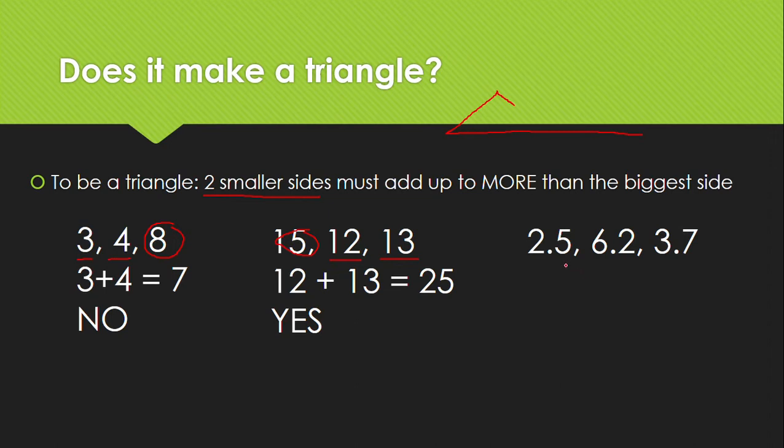All right, here's one last example. I'm going to find my two smallest sides. So it looks like 2.5 and 3.7. And I'm going to add those up. And 2.5 plus 3.7 is 6.2. Now here's the catch. 6.2, that's the same as our biggest side here. But if this is going to be a triangle, this sum has to be bigger than the biggest side. And it's not. It's the same. It's not bigger. So this is not a triangle.